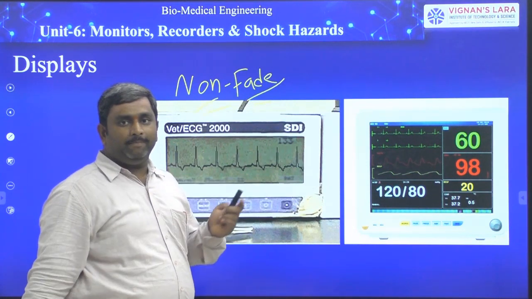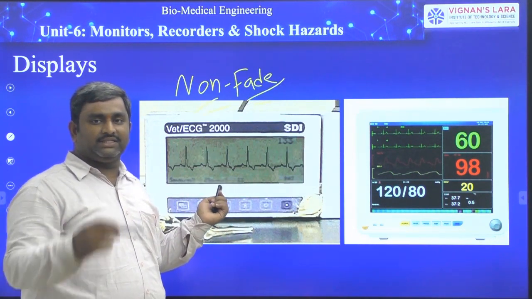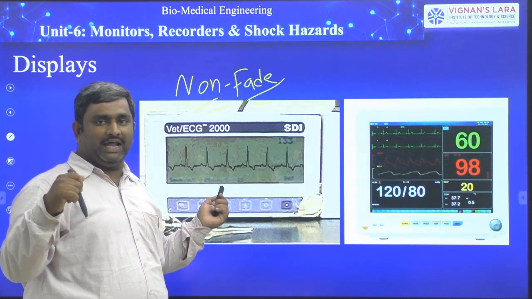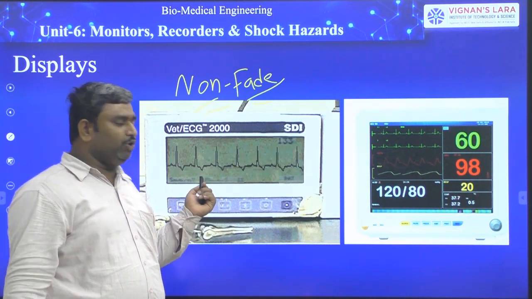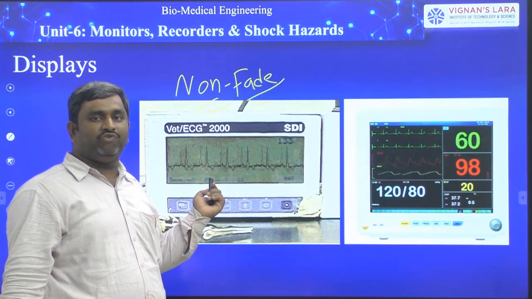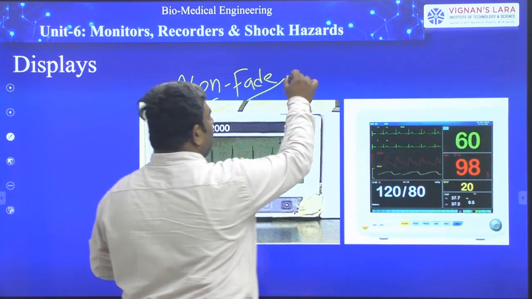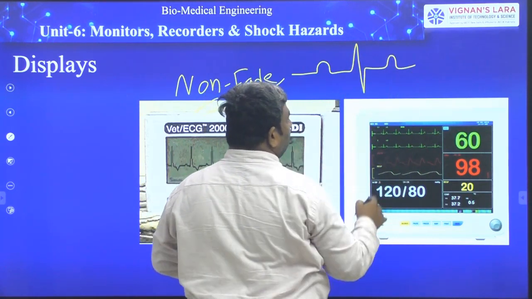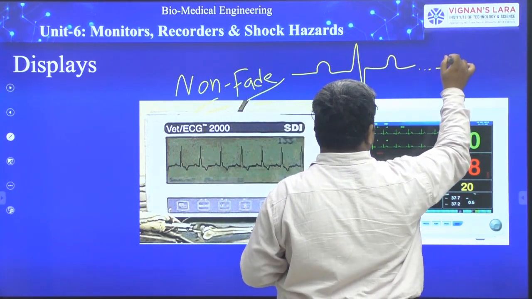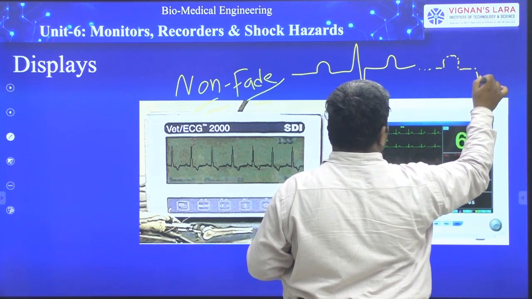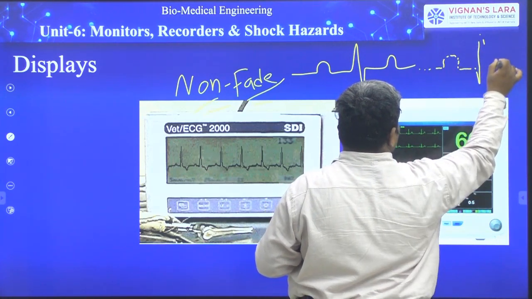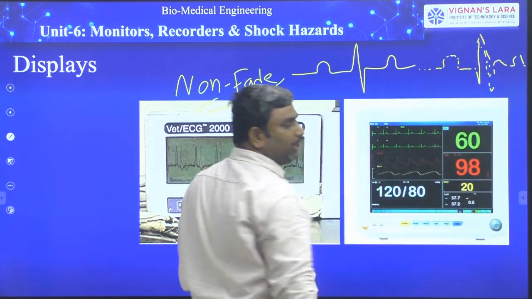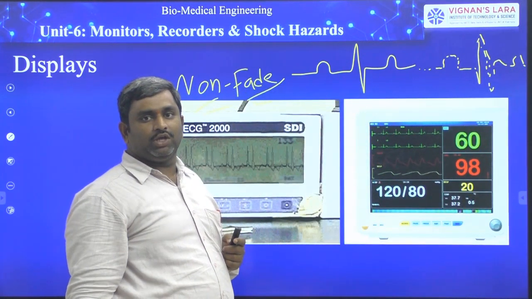In this display, the AC signal appears in a dotted style. We cannot observe a full signal with straight lines, but you can observe the signal in a dotted line fashion. For example, the normal ECG signal we draw in this way, but the non-fade display will give the ECG signal behavior like this. That means it will show it in a dotted line fashion.